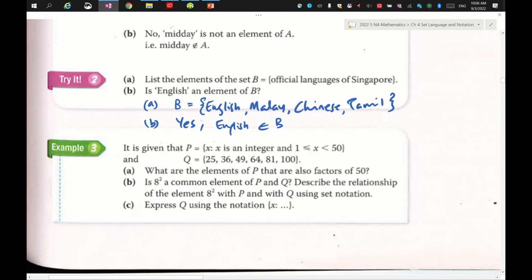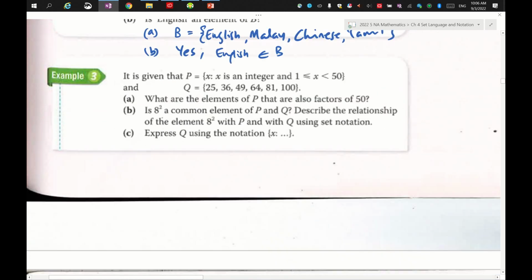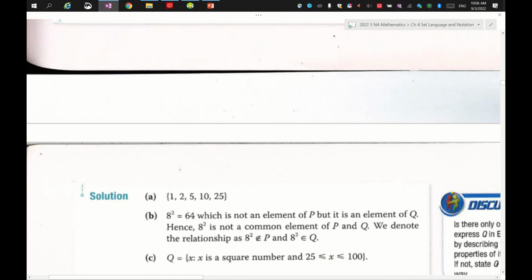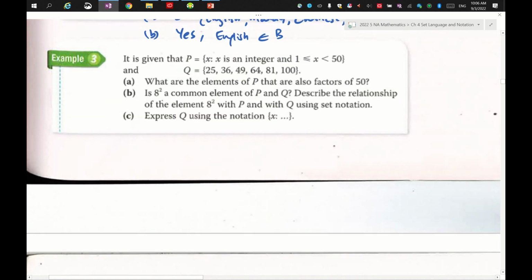And I have another set Q. So what are the elements of P that are also factors of 50? So it appears in both of them. So look at the presentation. These are the elements. So the elements, they place them in the curly brackets, and they did not put down like A equals to or B equals to whatever. No need. We are just asking for the elements. So you put them inside the brackets as well.